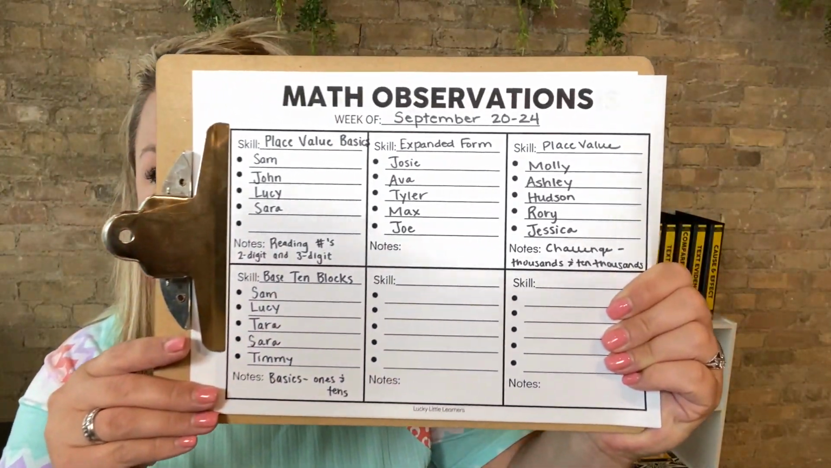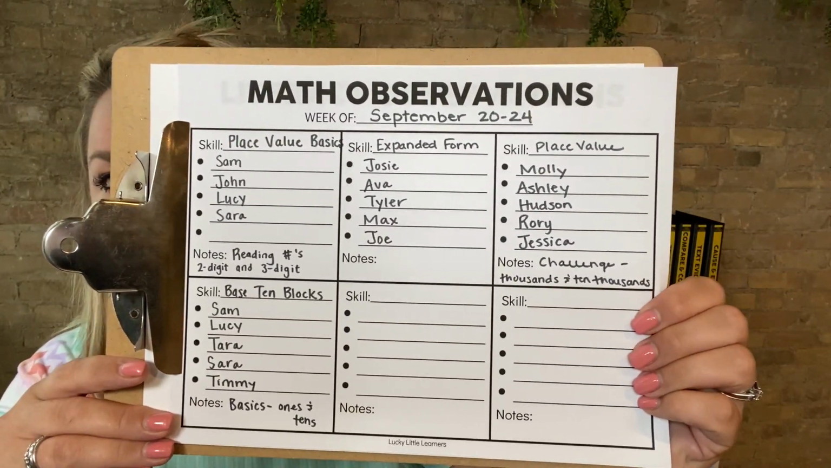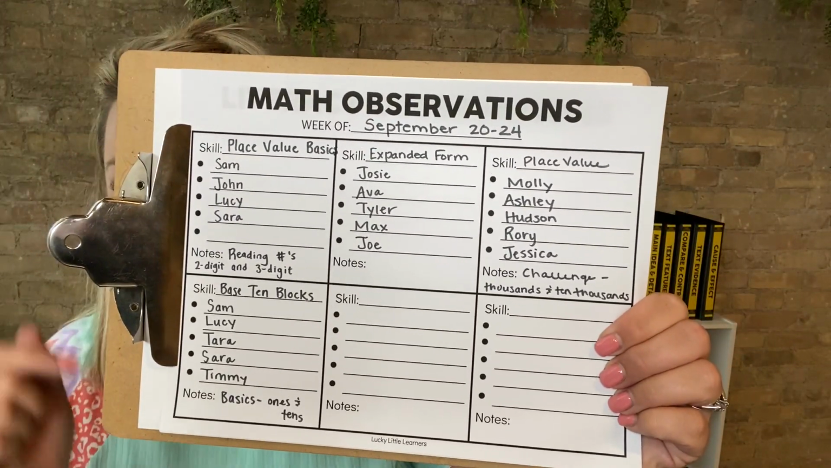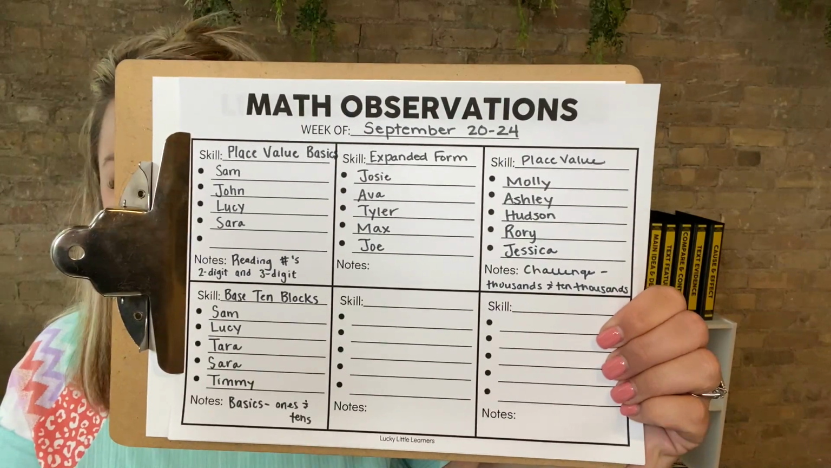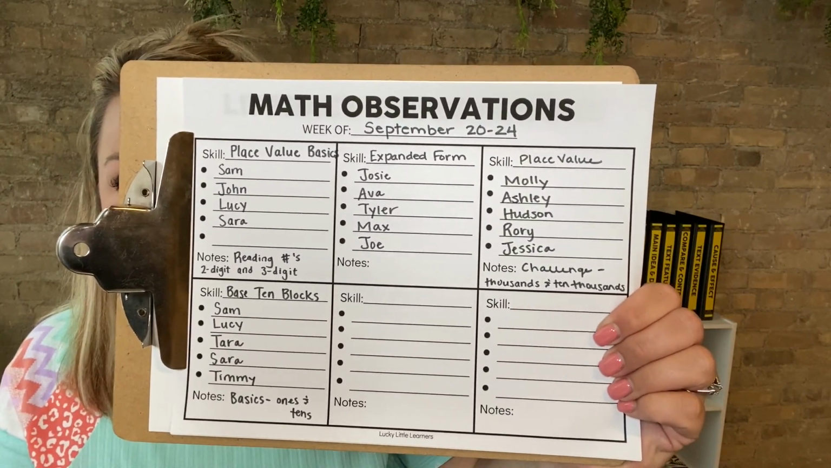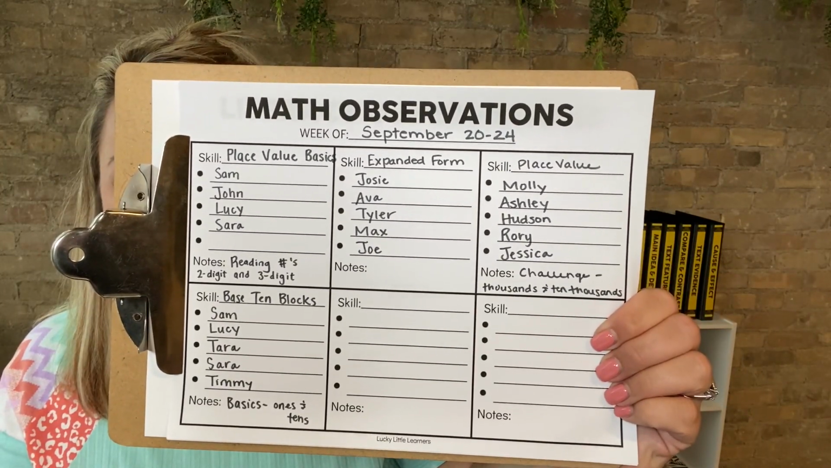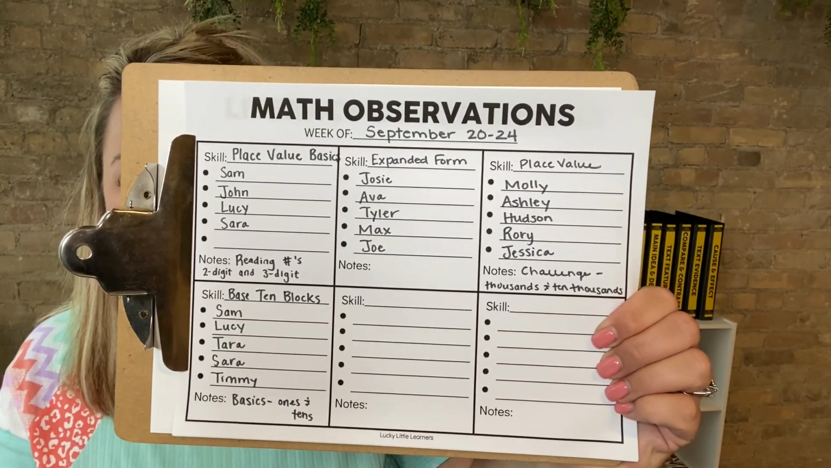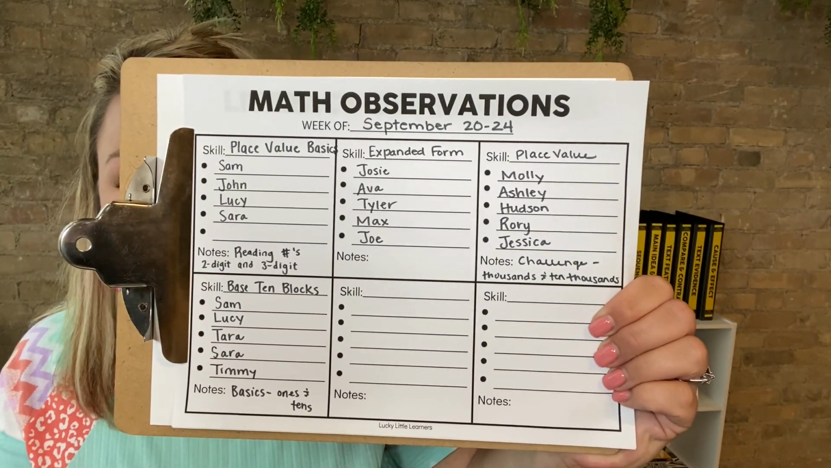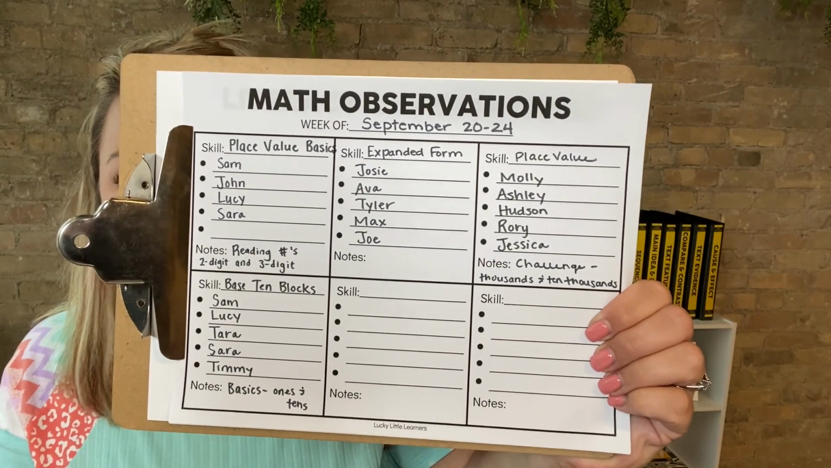So if you see here, let me just zoom in a little bit. This is just a general example. If we have the math observations at the top, here's the week, September 20th through the 24th. As you can see, we would be teaching place value for that week. What I've done in each of those boxes is taken specific concepts that are being practiced or worked on, and I'm jotting down names next to or underneath each concept that needs to have additional practice.